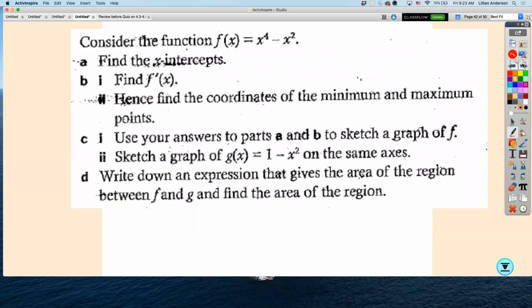All right, so let's take a look at a few problems. We're gonna find the x-intercepts of this function, x to the 4th minus x squared. Let's get down what's important. If you want to write down all the parts of the question, you can always go back and watch the video. How do I find x-intercepts of any function? Set it equal to 0. So x to the 4th minus x squared equals 0.